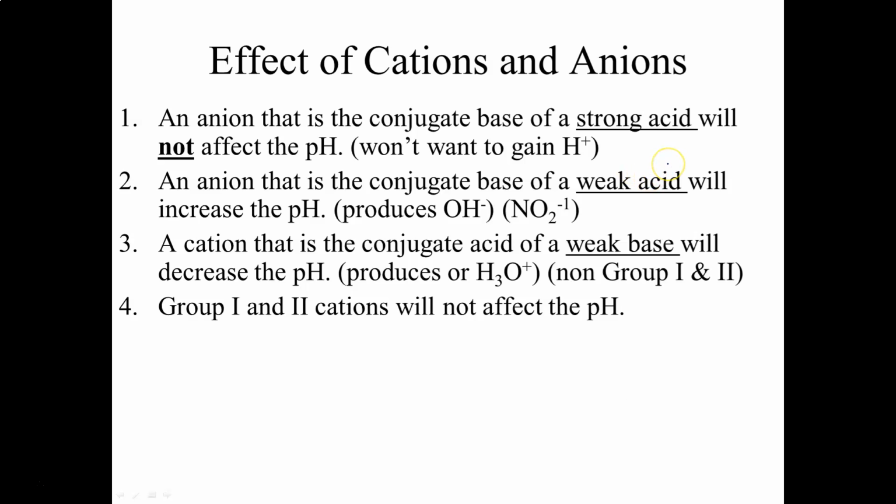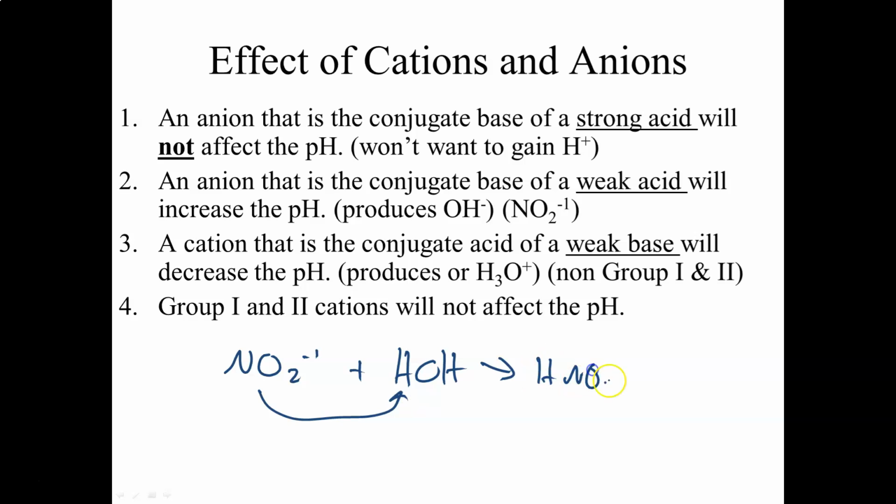Okay, so if you go back to the chart, number 2 says an anion that's the conjugate base of a weak acid will increase the pH. The example here is NO2-. Let's write that out just to prove it to you. NO2- plus HOH. If you're not sure, do the hydrolysis equation. The NO2- will react with the hydrogen, so you'll have HNO2 plus OH-. HNO2 is acidic, but it's a weak acid. It's not one of our 7 strong acids. And OH- is a strong base. So you have weak acid, strong base, basic ion overall.